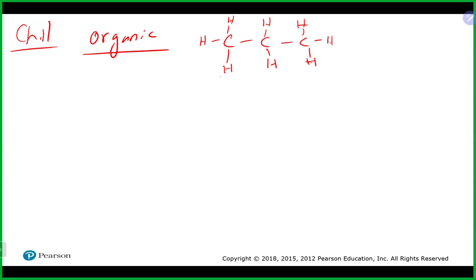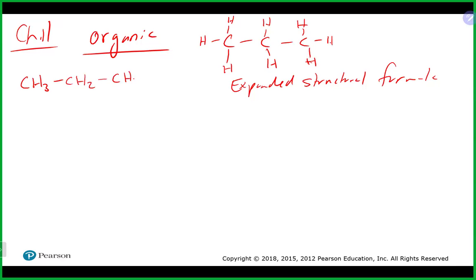This is the expanded structural formula. That is kind of like a Lewis structure where you draw out all of the hydrogens that are involved. We can also shorthand this one, which is known as a condensed formula. In the condensed formula, it's pretty much like the other one, except that we do not draw out the hydrogens. So this is the condensed formula.